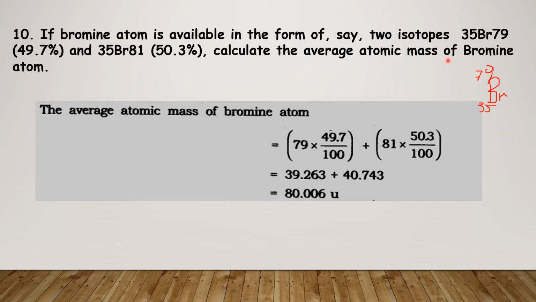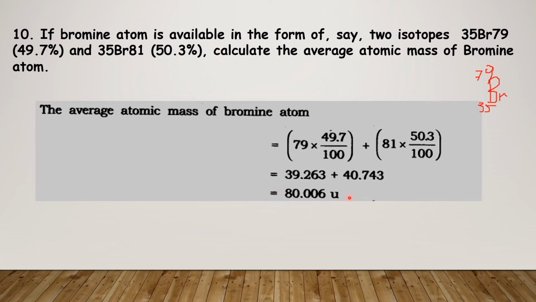So calculate the average atomic mass of bromine atom. So sometimes 49.7 and in some cases 50.3. Okay, the average atomic mass of bromine atom, how we calculate? 79, that is the mass number of bromine, 79 into how much percentage? 49.7%. So that is 49.7 by 100 plus next bromine 81 into how much percentage? 50.3 by 100. Okay, so when we calculate this, we will get 39.263, and by doing this one we get 40.743. So by adding this, 80.006, the atomic mass of bromine.